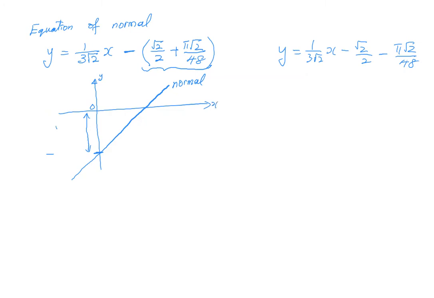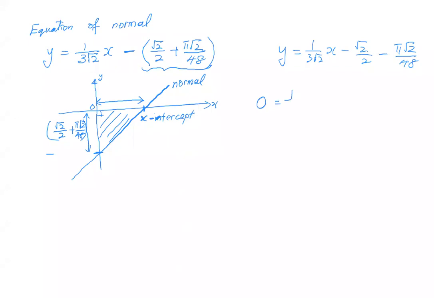So that means this distance is root 2 over 2 plus pi root 2 over 48. Am I right? So now my problem is to find this distance in order to find the area of this triangle. Correct? So this one is called the x-intercept of the normal. So if I want to find the x-intercept, I have to put y equal to 0. Am I right? So now I put my y equal to 0.